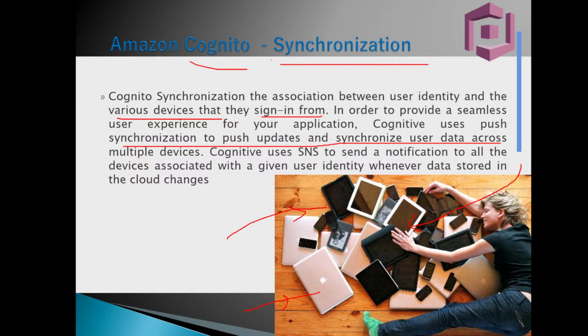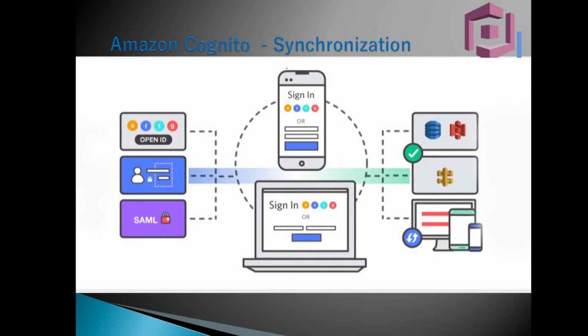You might have seen that while ordering something, when you make a purchase from a website, you immediately get a notification on your mobile. That is sync. So Cognito uses SNS to send notifications to all your devices associated with a given user identity whenever the device connects to the cloud. Synchronization. So this is your web synchronization, and these are all the services. So all your devices will always be in sync.